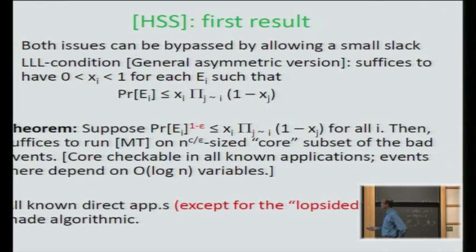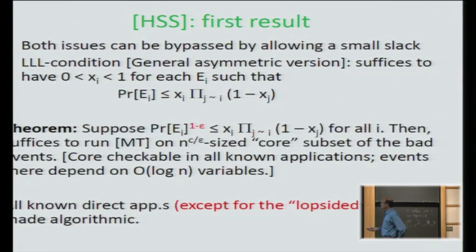For every bad event, the probability that it happens is at most xi times the product over all the neighboring events j of 1 minus xj. If there exists such a collection of reals, then the general version of the local lemma says that with positive probability you can avoid all of these.